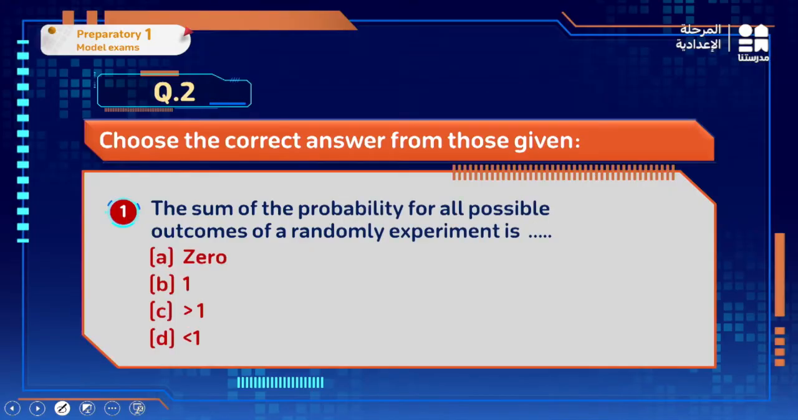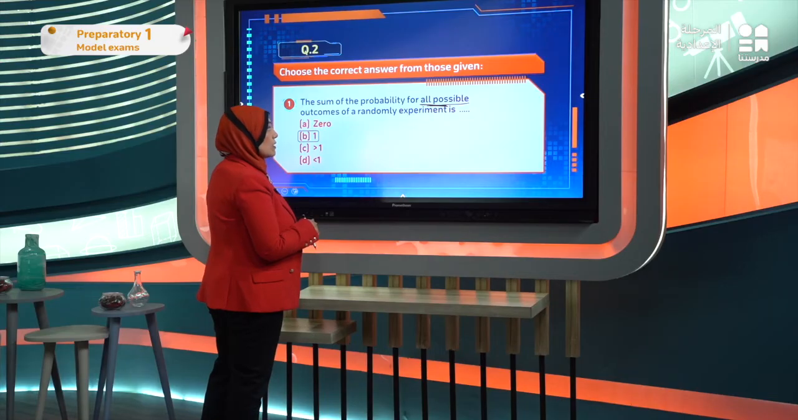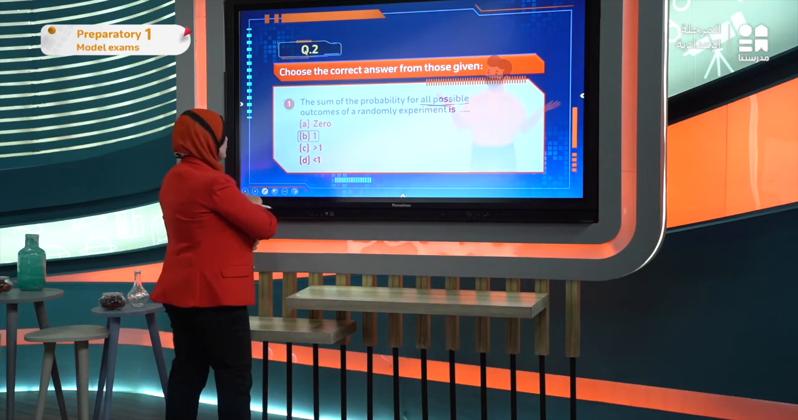Question 2. Choose the correct answer from those given. Number 1. The sum of the probabilities for all possible outcomes for a random experiment is what? 0, 1, greater than 1, or less than 1? Of course, it is 1. Why? Because all the possible outcomes means 1. The maximum for the probability of any experiment is 1.